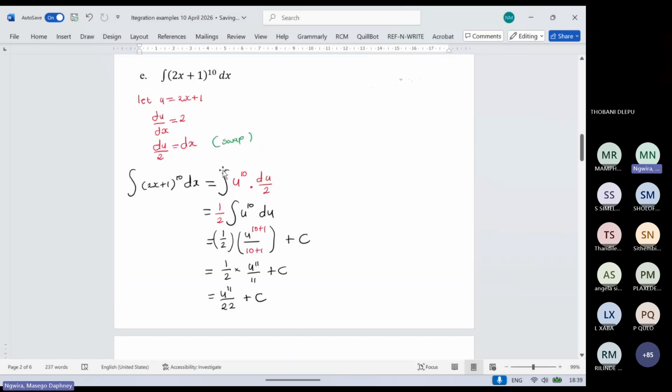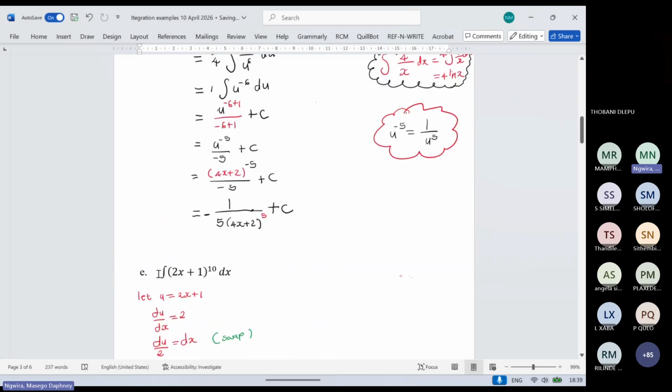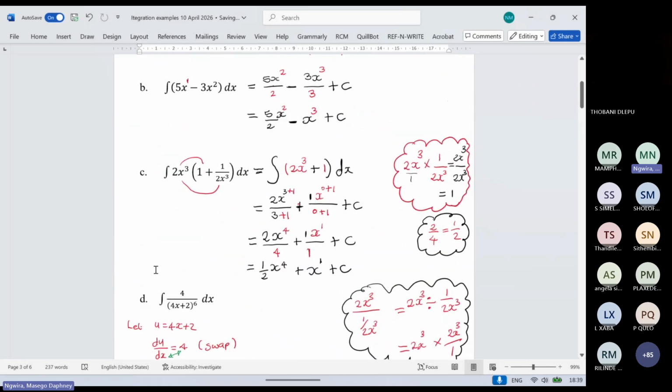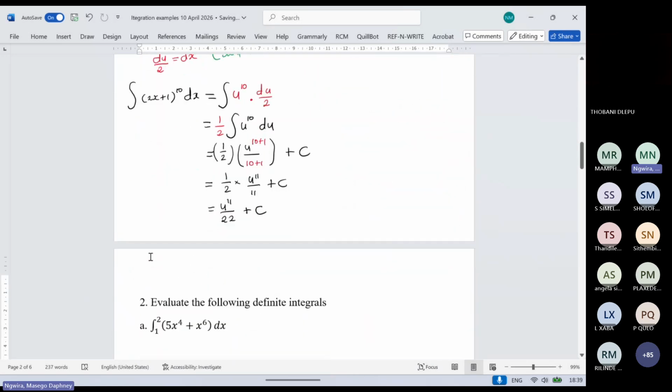All right, I hope that is clear. So these are the basics of integration, so that when we do the application, we can just use the same thing.